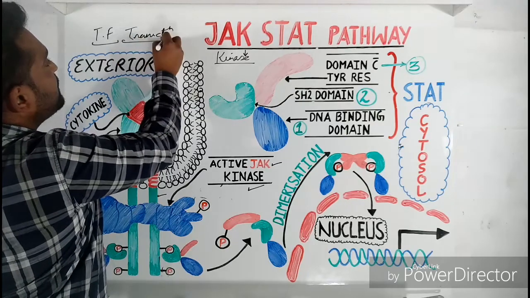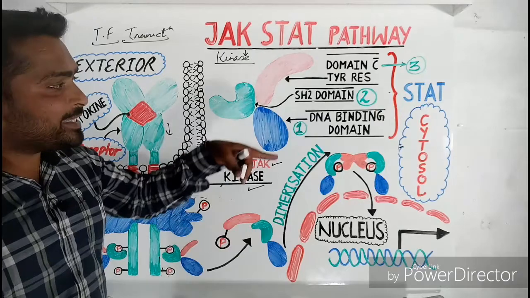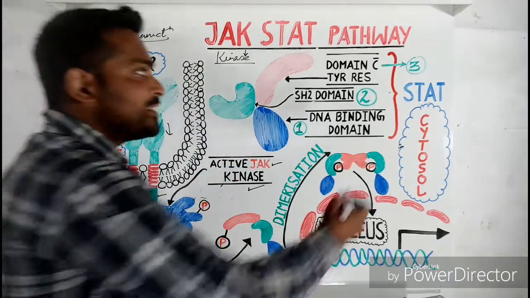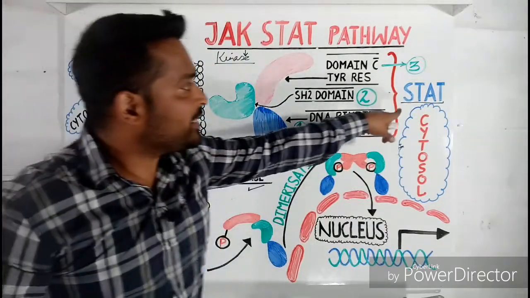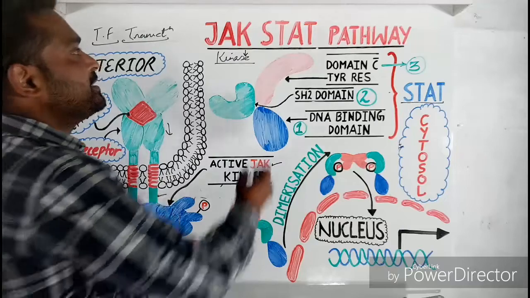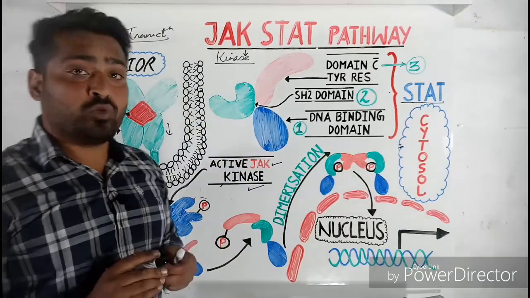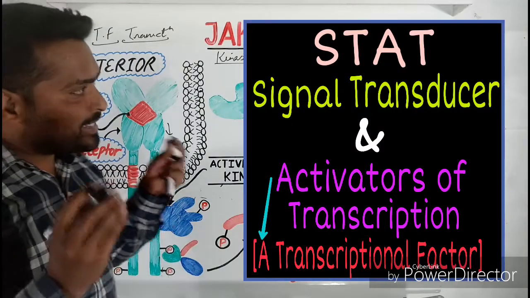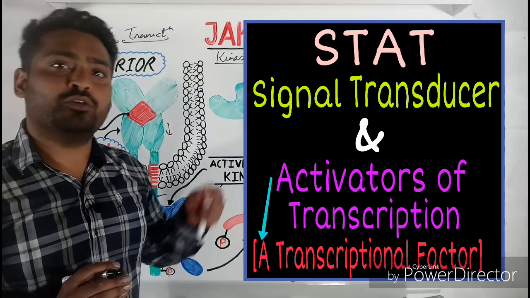One such protein which is activated by JAK kinase and is present in the cytosol in inactive form is known as STAT. And after this STAT, this pathway is named the JAK-STAT pathway. So what is the full form of this STAT? This is signal transducer and transcriptional factor.